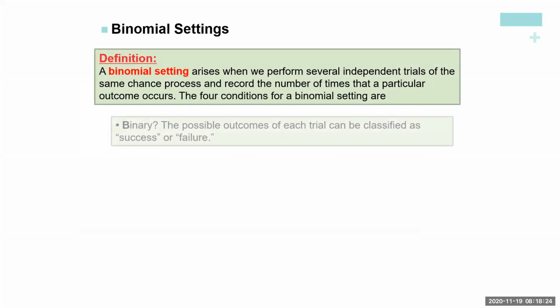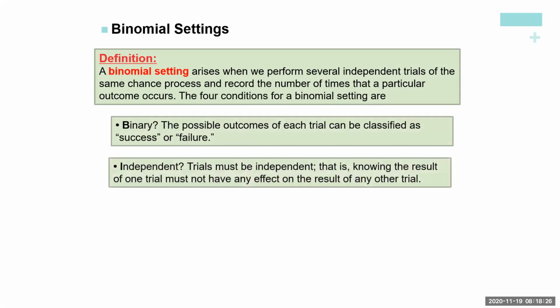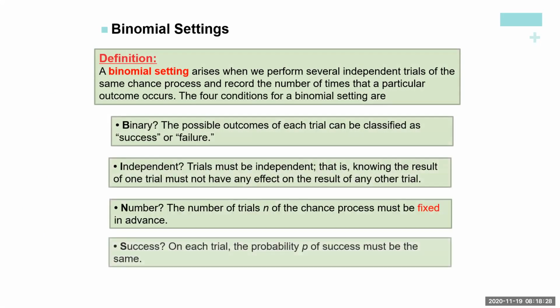There are 4 conditions for a binomial setting, and we can give the acronym BENS for that. B stands for binary. I need 2 possibilities, something I call a success, something I call a failure. Again, you can define both of those. I represents independent. Trials must be independent. That is, knowing the result of one trial must not have any effect on the result of any other trial.